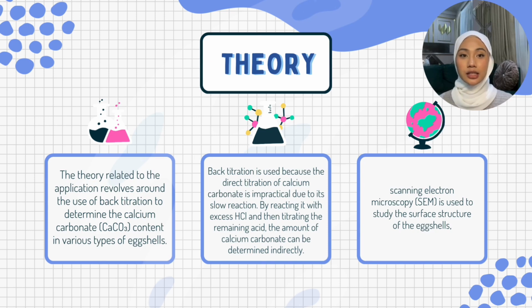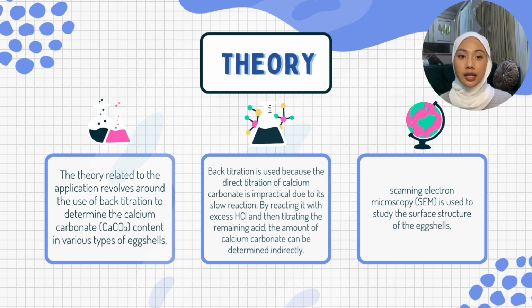Next is the theory related to the application, which revolves around the use of back titration to determine the calcium carbonate content in various types of eggshells. It applies chemical analysis techniques to evaluate the calcium carbonate content of eggshells. Back titration is used because the direct titration of calcium carbonate is impractical due to its slow reaction. By reacting it with excess hydrochloric acid and then titrating the remaining acid, the amount of calcium carbonate can be determined indirectly. This method provides a reliable approach to quantify the calcium carbonate content in various eggshells.